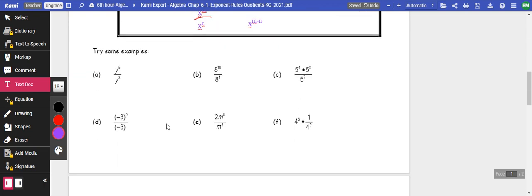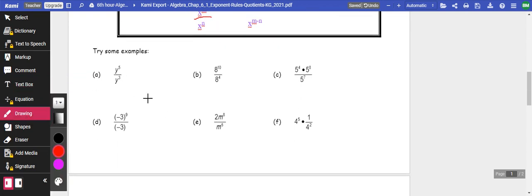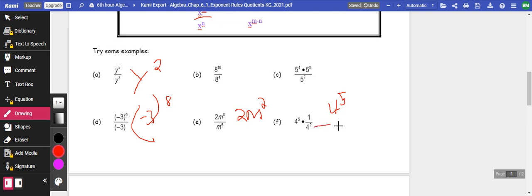So when we look here, 5 minus 3 is 2. So we get y squared. And then we can look at D, negative 3 to the 9th over nothing. Remember, there's a little 1 right there. So we get negative 3 to the 8th. We'll look at one more, E, and we might look at F. So 2 stays the same. 8 minus 6 is 2. 4 to the 5th over 1 over 4 squared is the same thing as 4 to the 5th over 4 squared. This gives us 4 to the 3rd. Don't let that throw you off that they're separate like that.